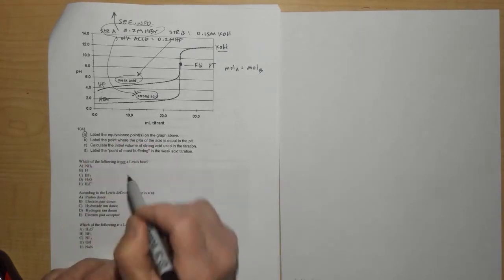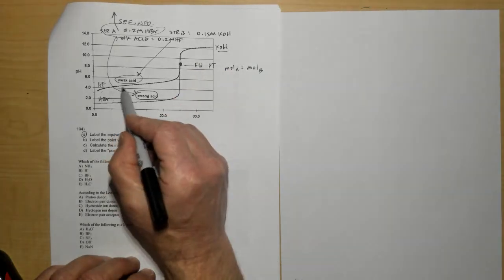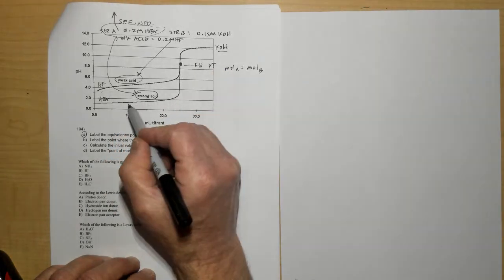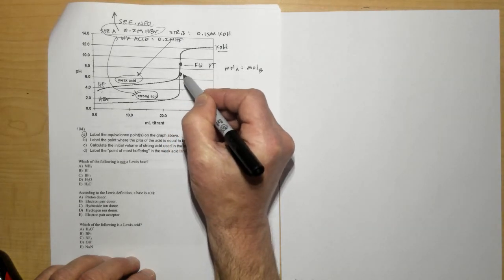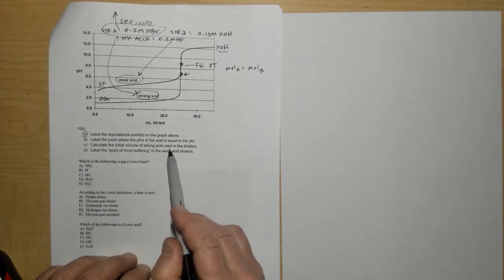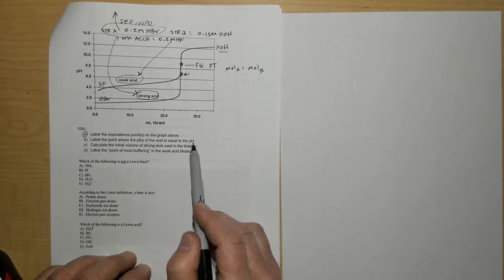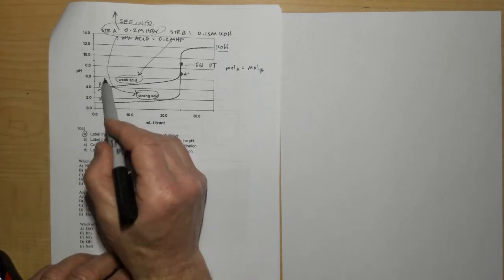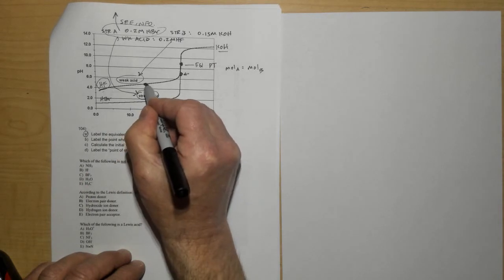And so in letter A, it says label the equivalence point in the graph above. So this would be the equivalence point for the weak acid, strong base. And the strong acid, strong base, middle of the steepest part of the curve would probably be like right there. Label the point where the pKa of the acid is equal to the pH. So that can only happen with the weak acid right here. And that's halfway to the equivalence point right here.